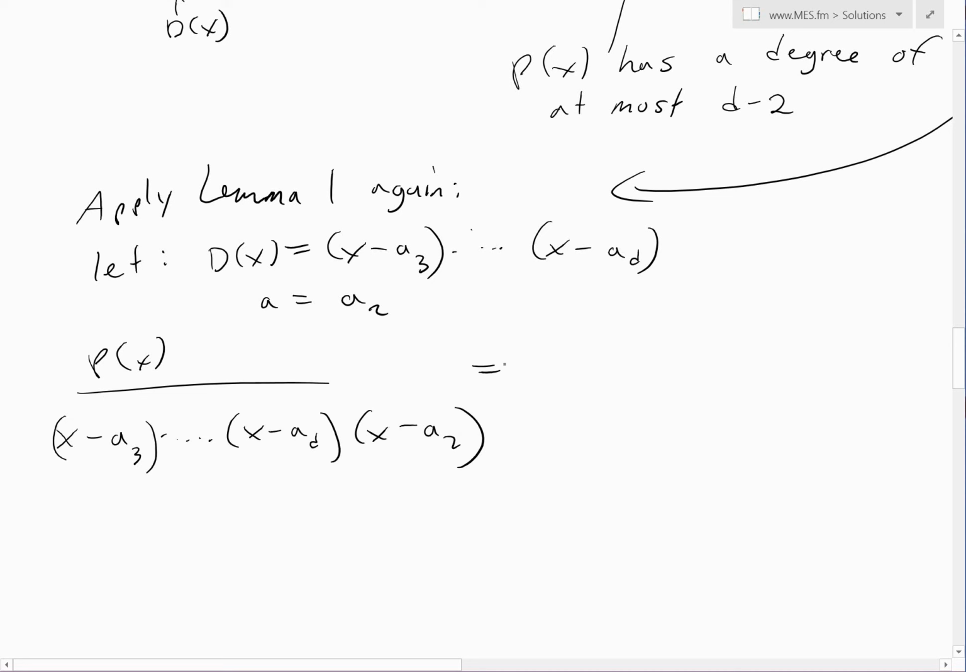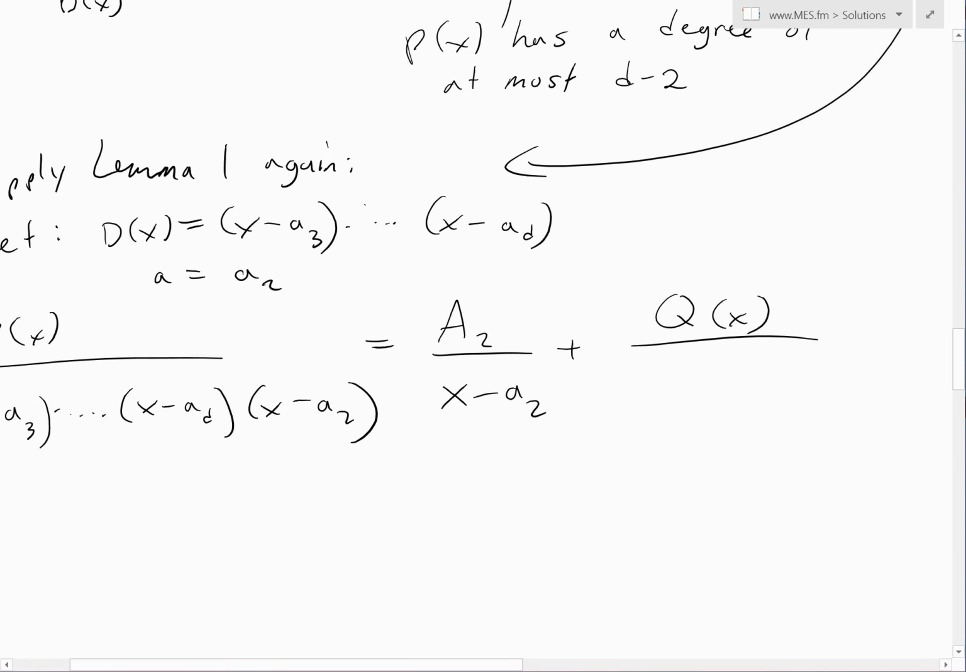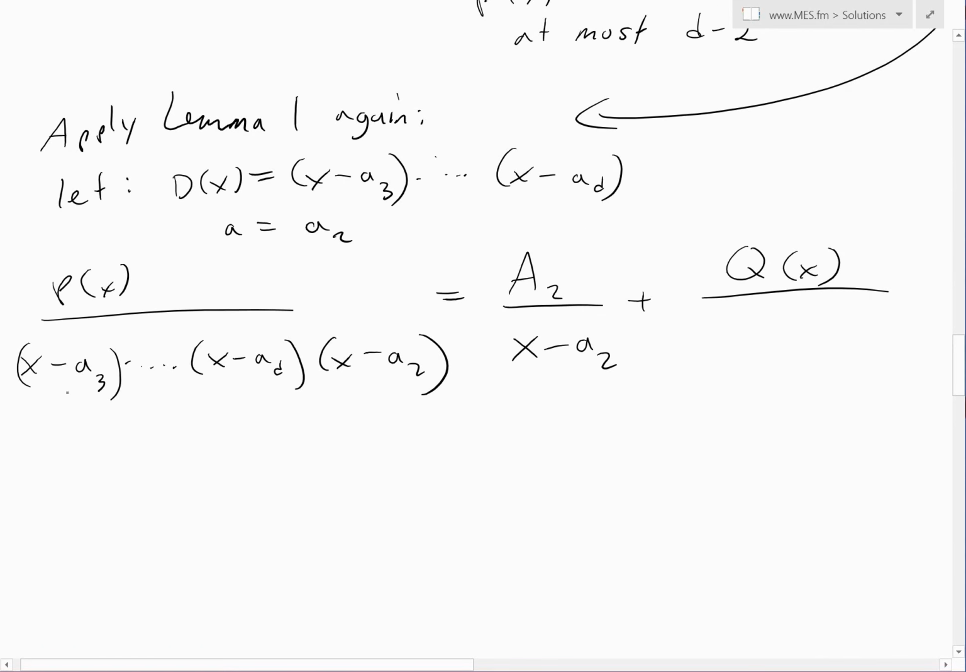Applying lemma 1, this equals a2 over x minus a2 plus, now what we get is a q of x. And q of x, remember, is going to be our new d of x.